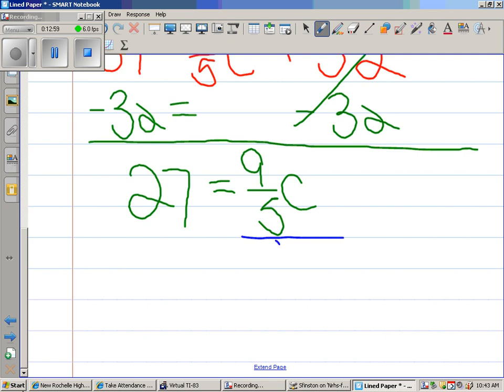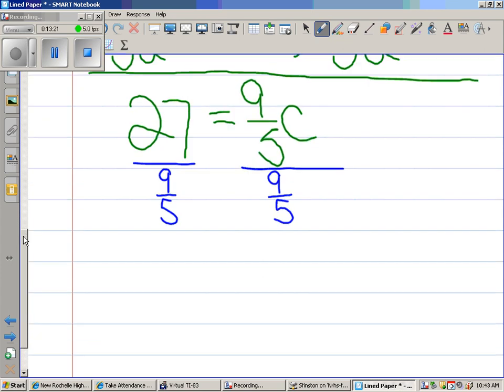Yeah, Sulema, you're right. Divide both sides by 9/5, right? Because if this number was just 5, you'd be dividing by 5. If it was 9, you'd be dividing by 9. But it's 9/5, so divide both sides by 9/5. What's 9/5 divided by 9/5?